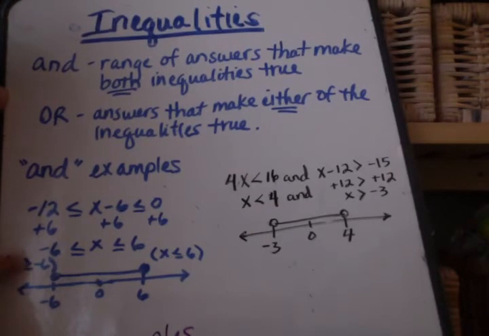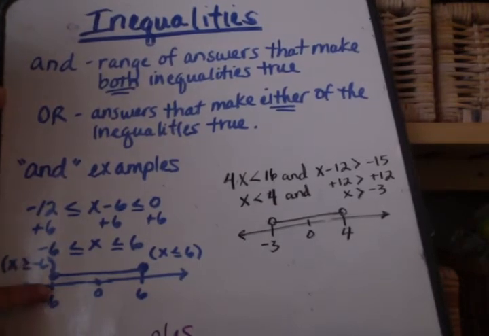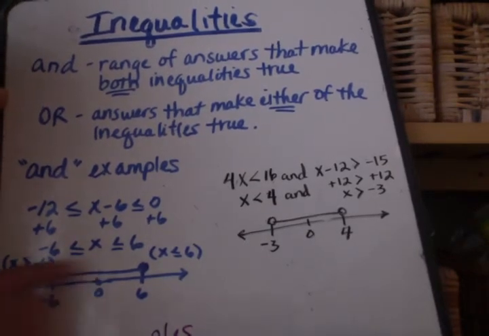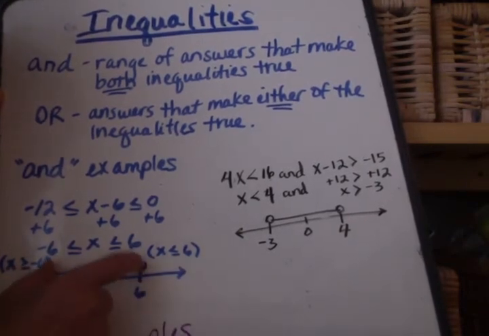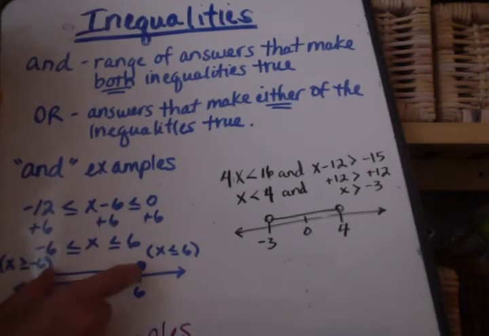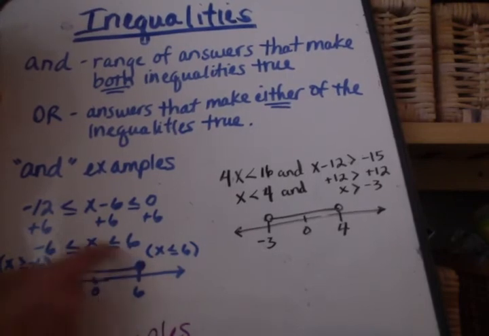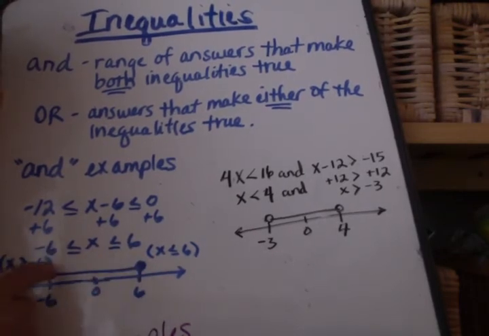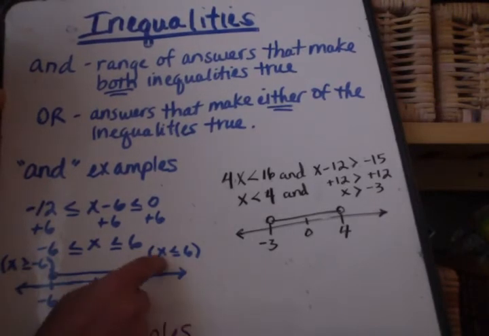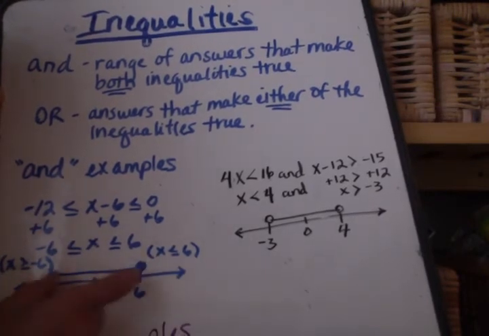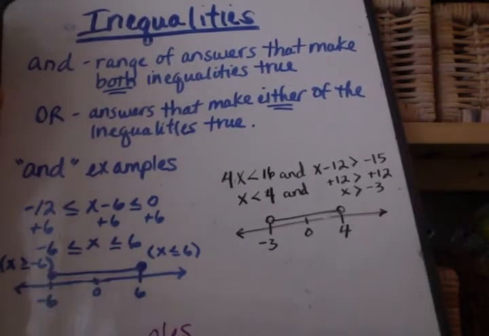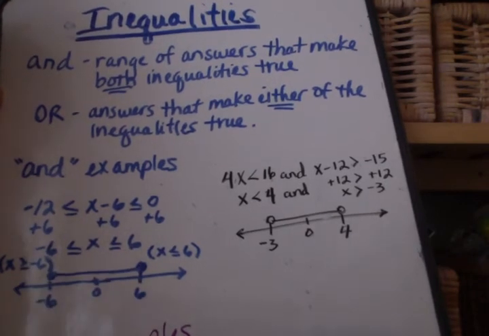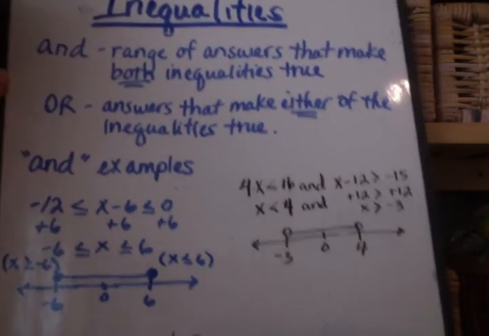And for this one, x is greater than or equal to negative 6. Here's negative 6, and it would go all the way here. But because we want the range of solutions that make both of these equations true, it's going to be between this, and that would be just the solution set. So independently, this would go all the way over here. This one would go all the way over here. But because we want where they intersect, where both solutions are true for both equations, it would just be this range. All right, let's take a look at another example here.